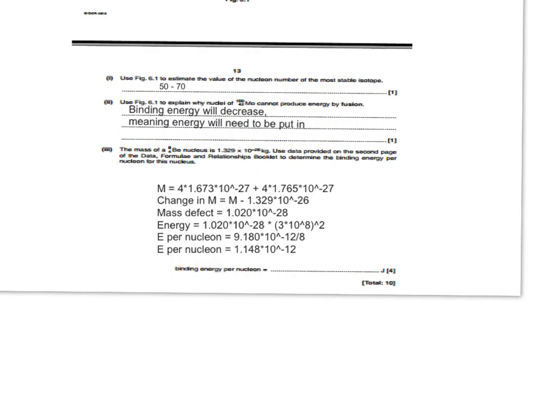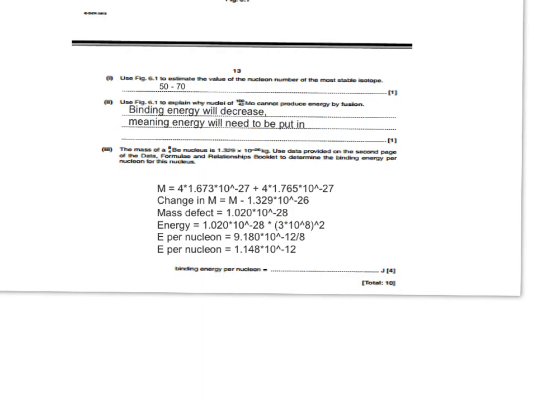The third question: the mass of a 8Be nucleus is 1.329 times 10 to the minus 26. Use the data provided on the second page of the formula booklet to determine the binding energy per nucleon for this nucleus. So first you need to figure out the total mass of the nucleons, which is 4 times the mass of the neutron plus 4 times the mass of the proton. The change in m is that mass minus the mass of the nucleus overall, which is in the question, and that equals the mass defect, which is that number there.